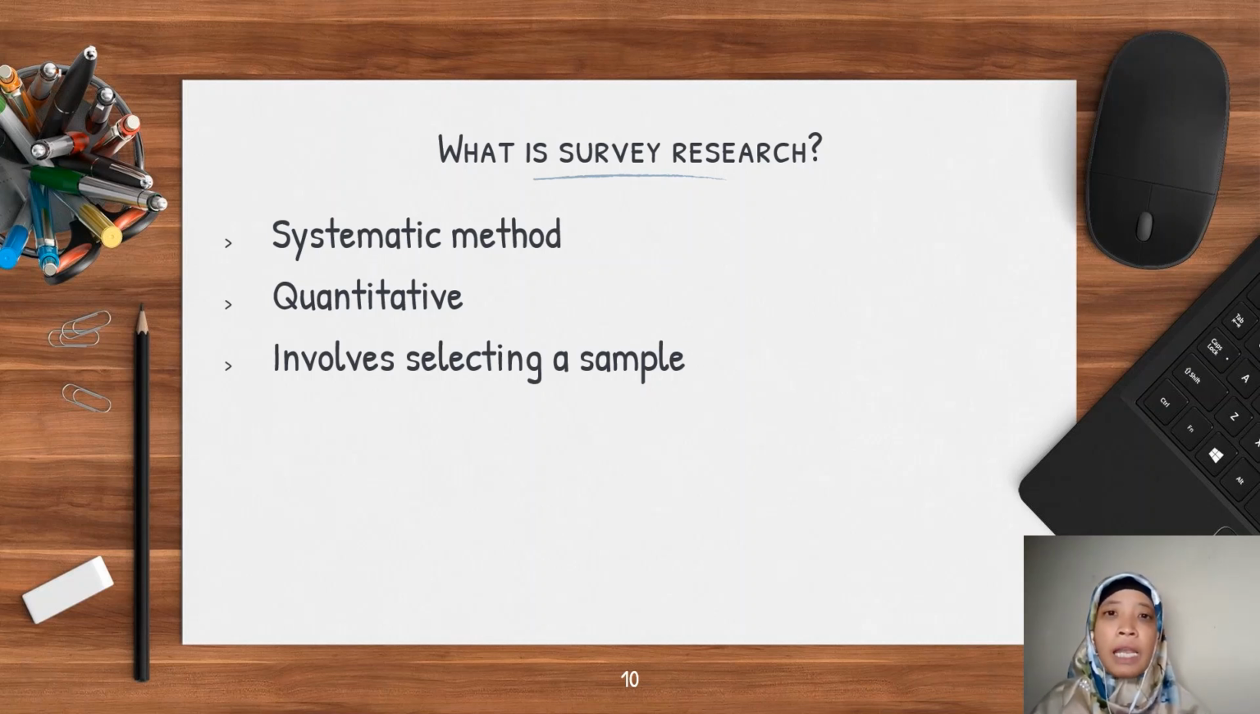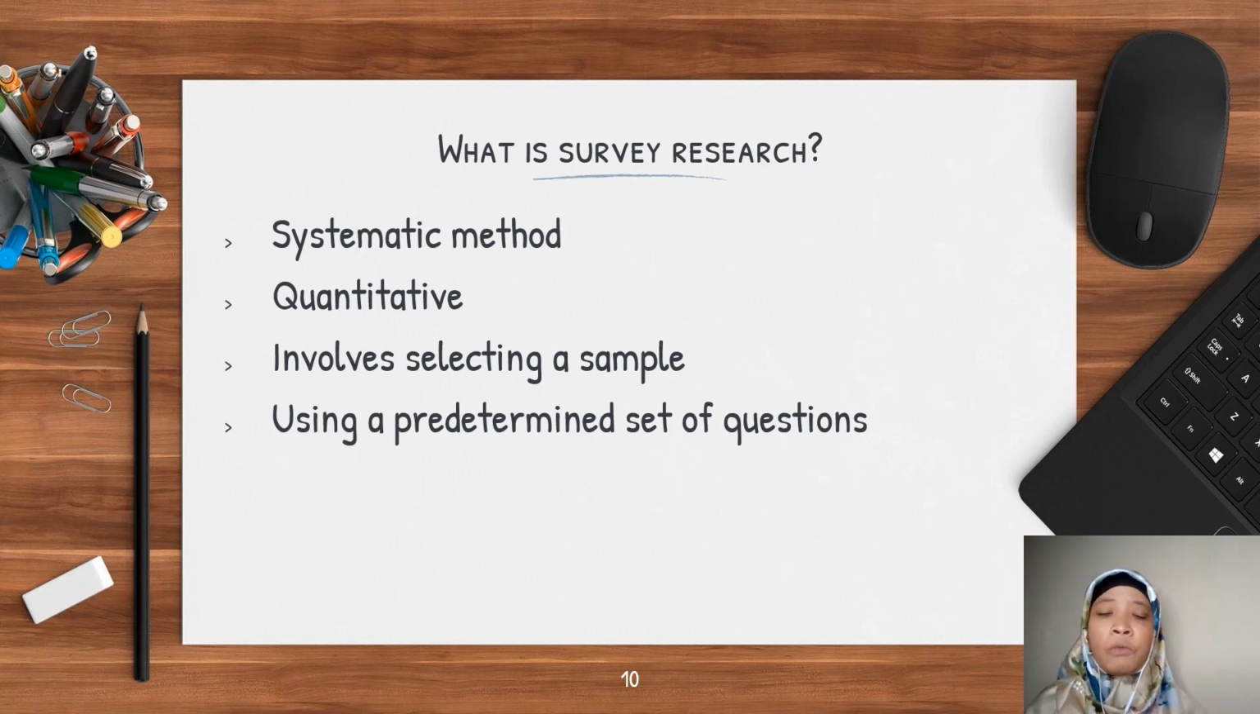Yeah, so we will have to select a particular sample from a particular specific population in our research. And as I said, we use a predetermined set of questions. So it's not like questions that we just develop right now, and then we just ask people, and then we have a different set of questions from one specific person to another. No, we have a predetermined set of questions. So we have to develop some questionnaires first, before we collect the data.